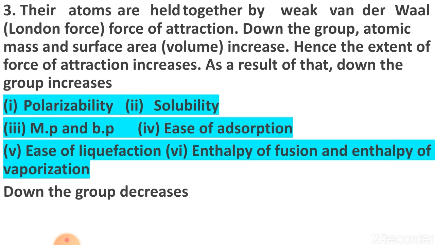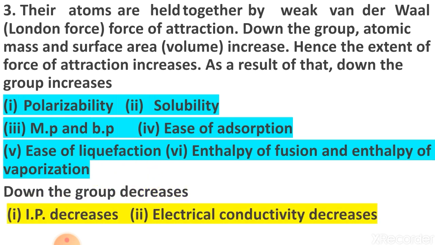Now some more points you should note down. Down the group, some more properties decrease. These properties are IP, that is ionization potential, and electrical conductivity, which also decreases. So these are some properties which increase or decrease down the group, and this is also very important from the examination point of view.